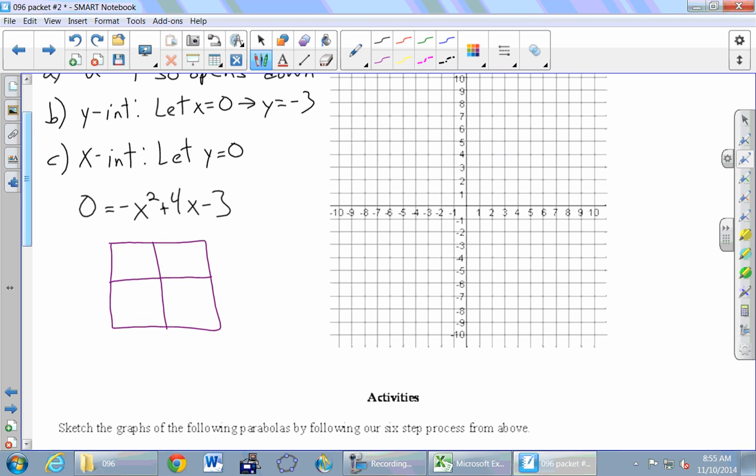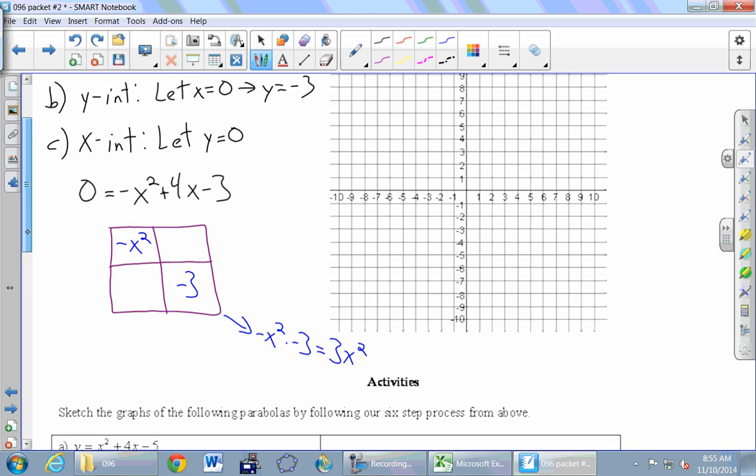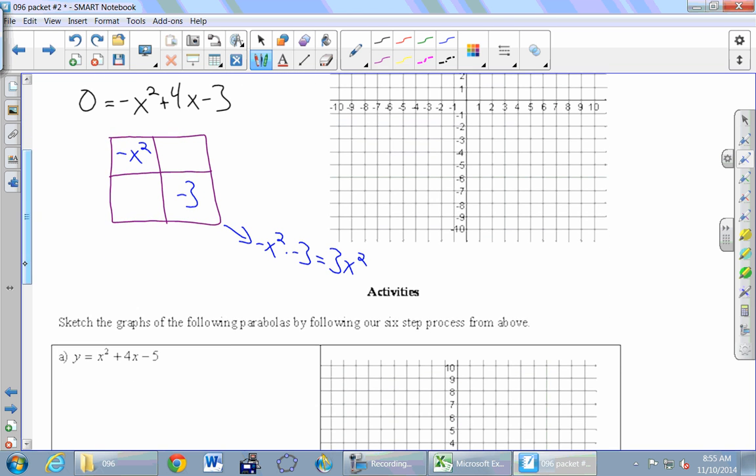So what goes in the top left? -x². Bottom right? -3. And then what do we do with those two things? We multiply them. So we go negative x squared times negative 3, or just positive 3x squared, right? Okay, and so then what we're looking to do is find two things that also multiply to 3x squared and add up to 4x.